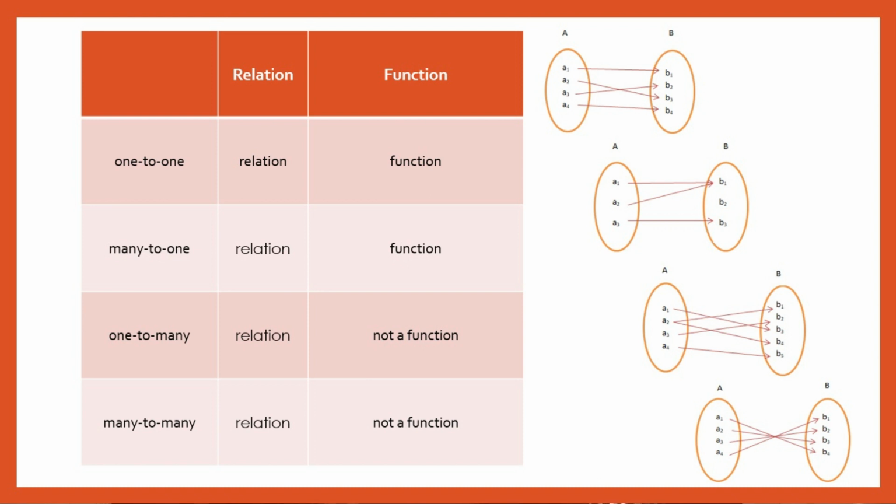Number 3, one to many. A one to many relationship can never be a function. And lastly, many to many is also a relationship that cannot be a function. These are shown in the bottom 2 diagrams on your screen.